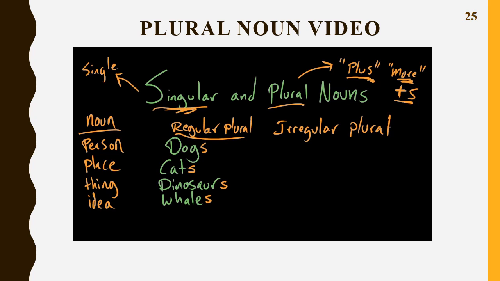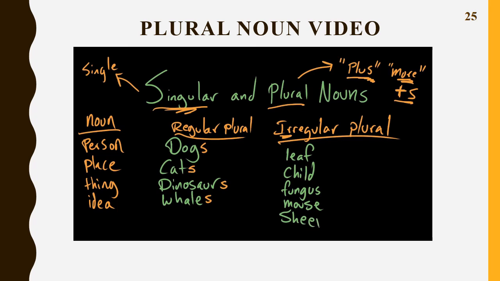They are not regular, thus irregular. Not. So now we have words like leaf and child and fungus, which is like a mushroom, mouse, and sheep. So you can't just add an S to these. That's unfortunately not how these nouns work in English. You can't say leafs and childs and funguses and mouses and sheeps.